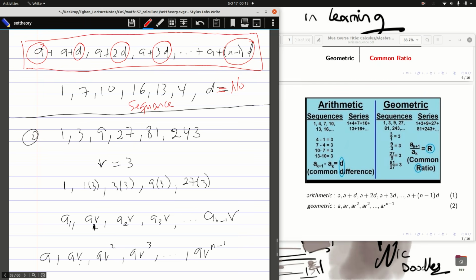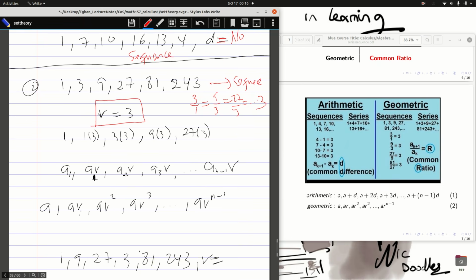Now let's take the common ratio. This is a sequence. There's a particular pattern, but that pattern does not give me a common difference; it gives me a common ratio. How? Look at it. 3 over 1 is the same as 9 over 3, the same as 27 over 9, and so on and so forth. Ratio means something over something, and this gives me 3. Hence the common ratio is 3.